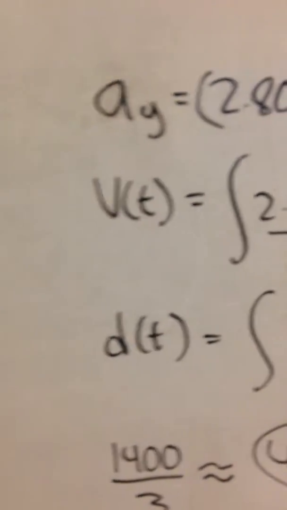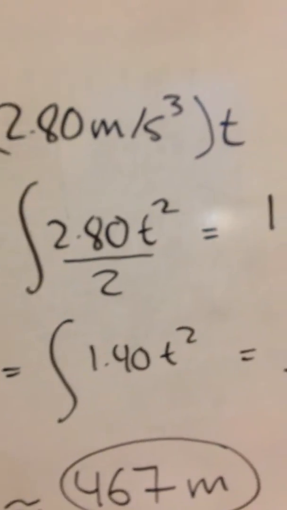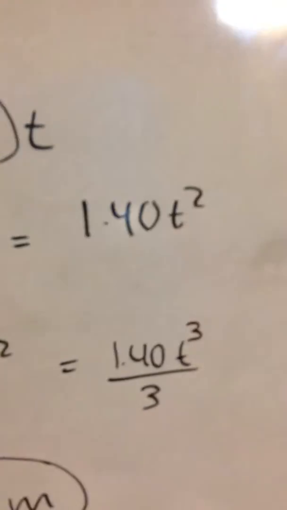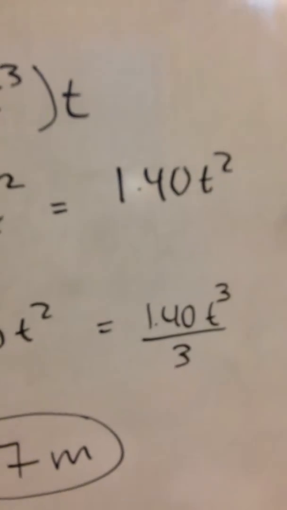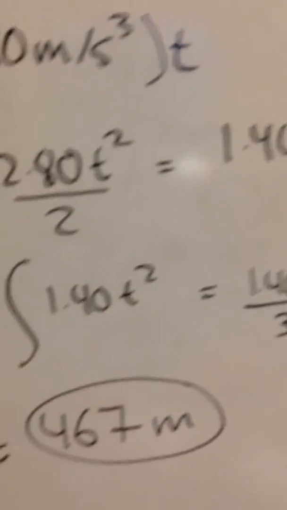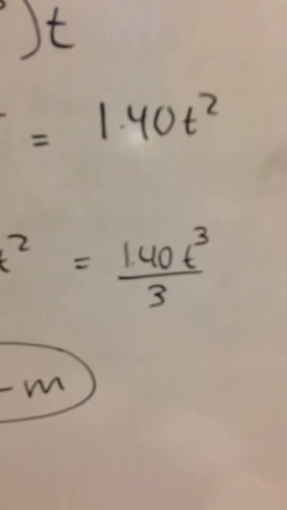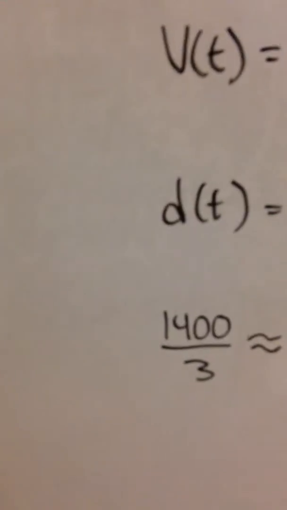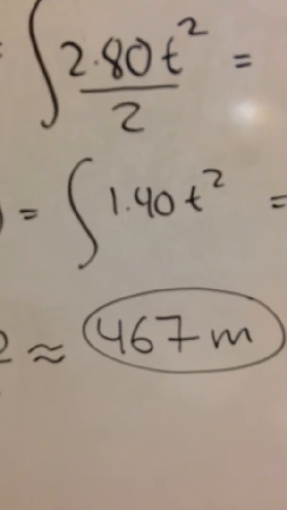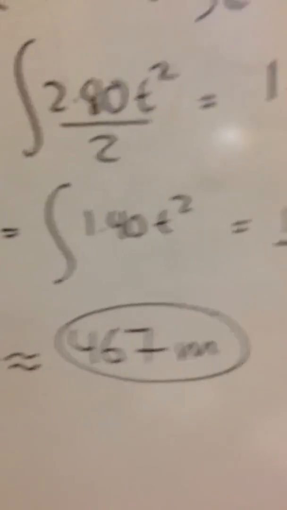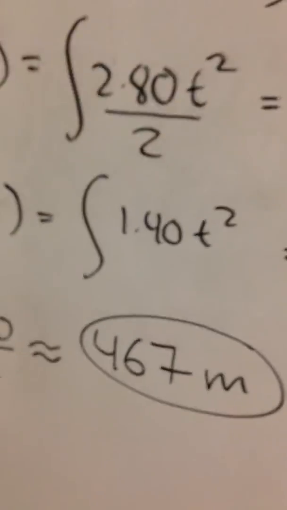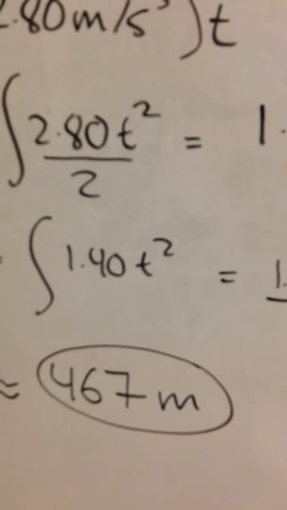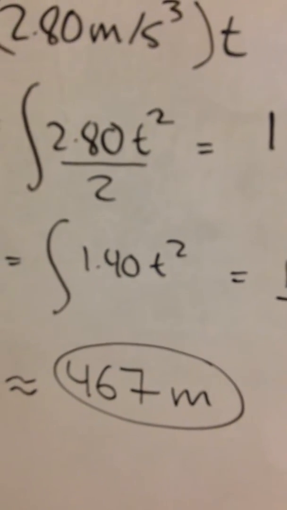Then if we want to find the distance, we take the integral of that, which means the distance is equal to the integral of 1.40 times t squared, which equals 1.40 times t cubed over 3. If we do that out, 1.40 times 10 to the third divided by 3, it comes out to be approximately 467 meters. So now we found part A, which was the height of the rocket after about 10 seconds.